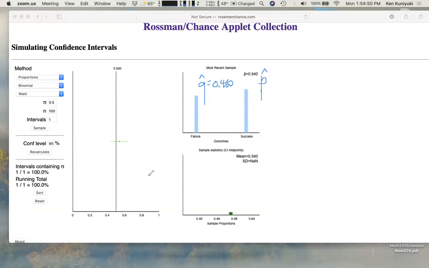We flipped this coin 100 times. It was in fact a fair coin, but we didn't know that. We flipped this coin 100 times. We get 54 heads and 46 tails. So our sample proportion p hat is 0.540, or 54%.